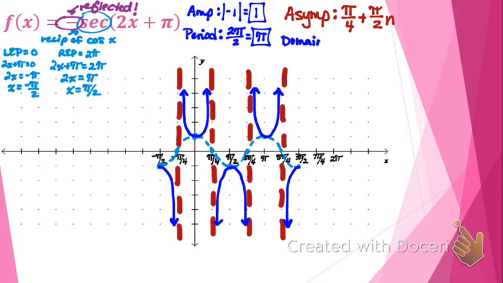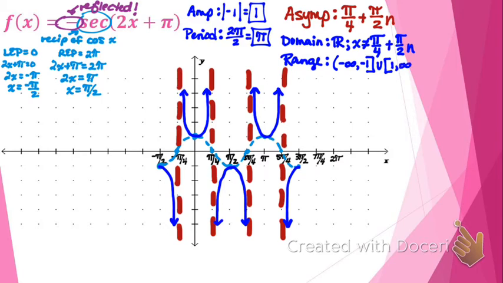What is my domain? That's exactly correct. All real numbers except x cannot be pi over 4 plus pi over 2n. And our range. Union 1 to infinity. Love it.